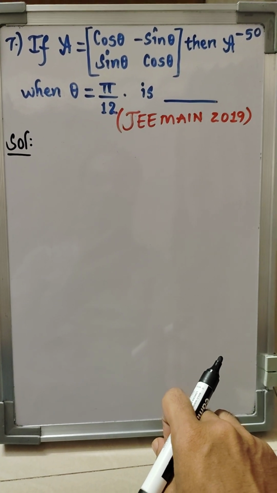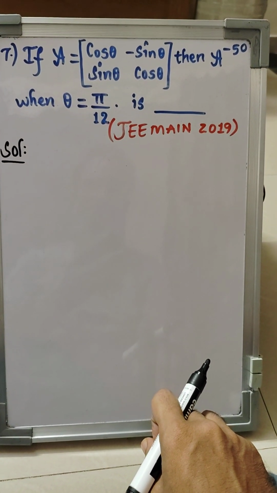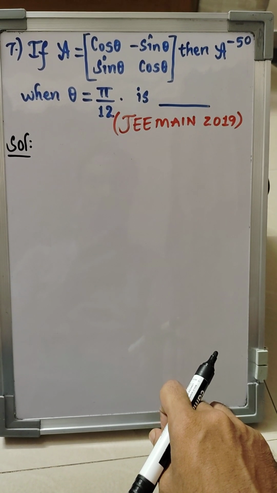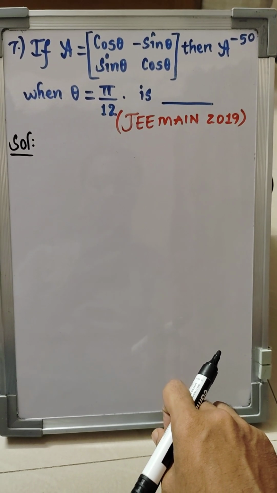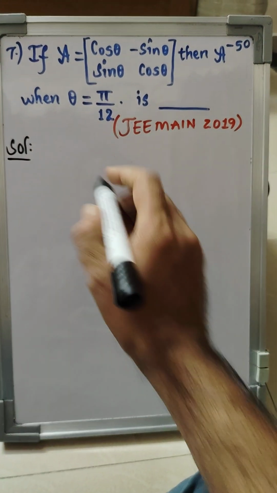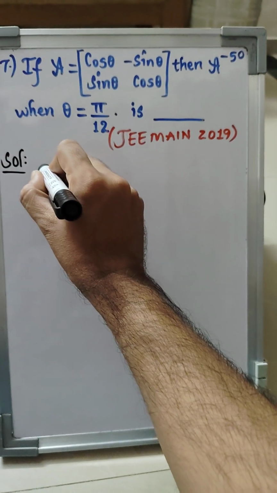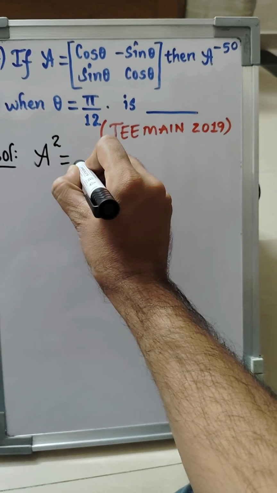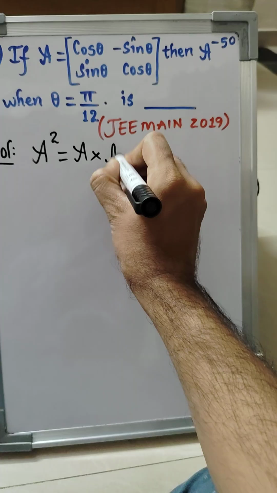Here matrix A is given as cos theta, minus sin theta, sin theta, cos theta. You have to find out the value of A power minus 50 when theta is pi by 12. First of all, from the given data, A square can be written as A into A.